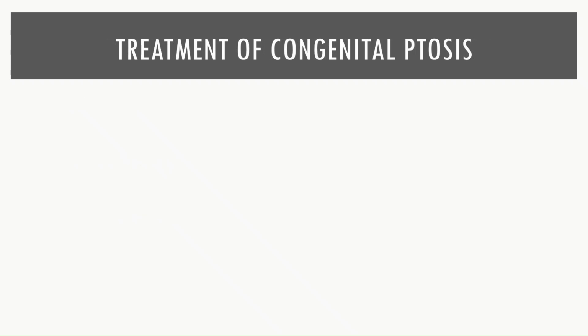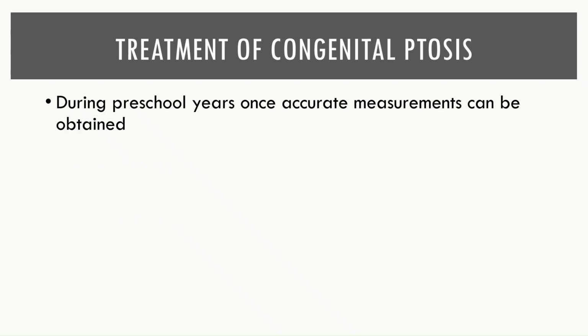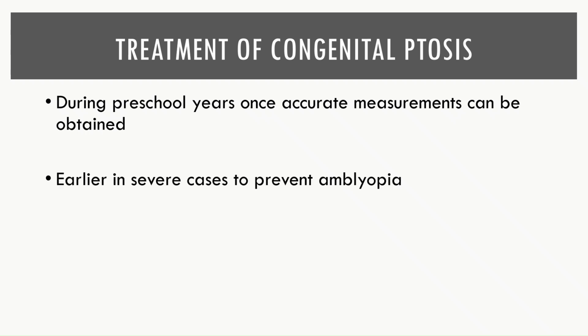Treatment of congenital ptosis is usually attempted during preschool years once accurate measurements can be obtained. But it is done earlier in severe cases to prevent amblyopia. Levator resection is usually required.